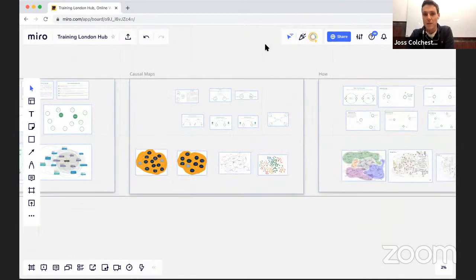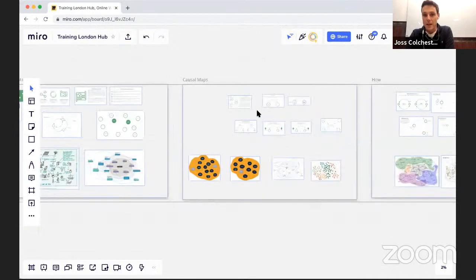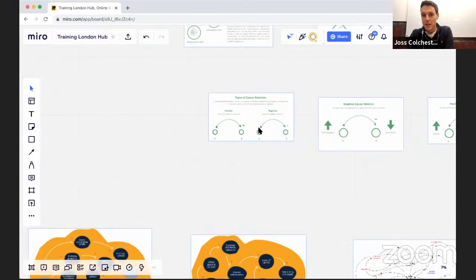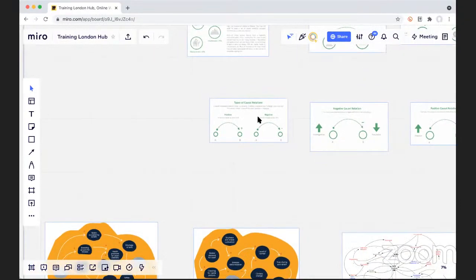After we've looked at what maps are, we'll be talking about causal maps, these causal links between different things in that map, how one thing affects another, and so on.